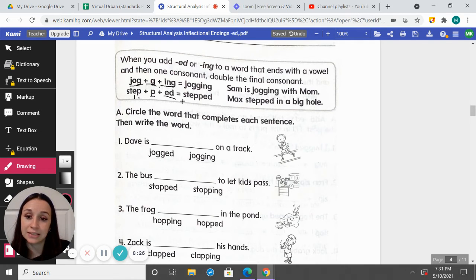And that gets us S-T-E-P-P-E-D. Max stepped in a big hole.